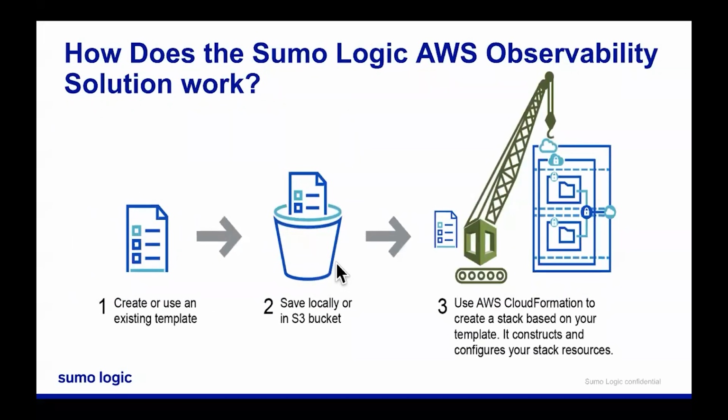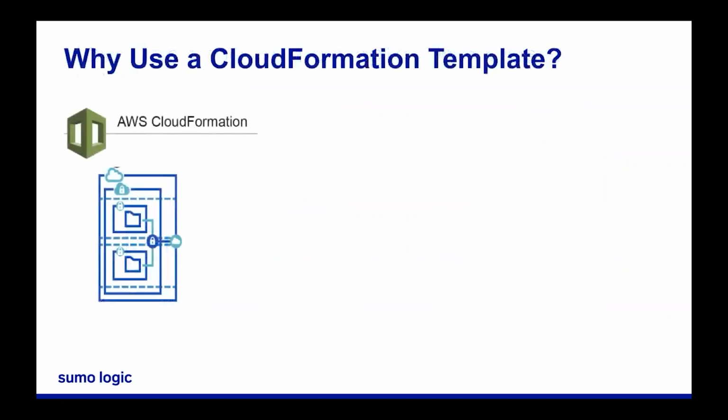Now, how do we do this? Well, we're going to use a CloudFormation template. So we're going to take advantage of AWS's CloudFormation. We're going to go out and find an AWS CloudFormation template that we've created at Sumo, and you can save this locally or in your S3 bucket. And we're going to use that CloudFormation to create a stack based on your template, based on what you need configured, based on the applications and stuff that you want to run.